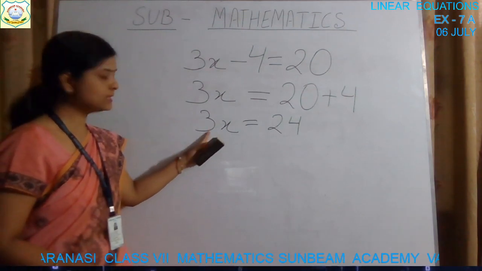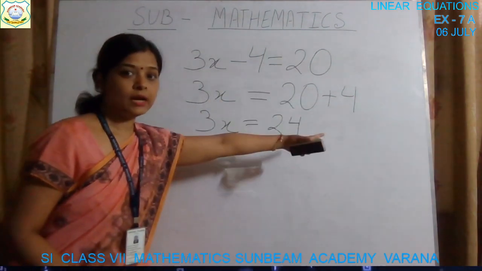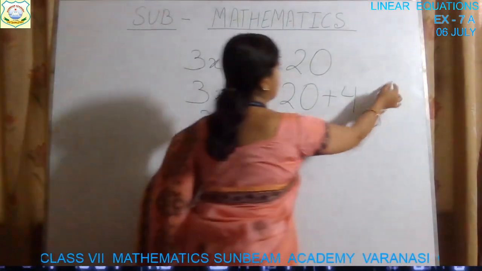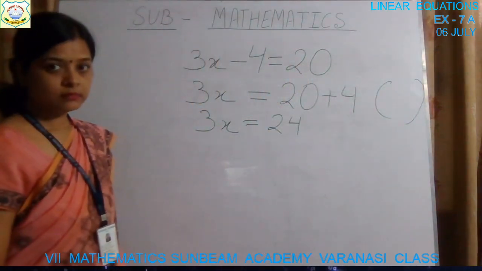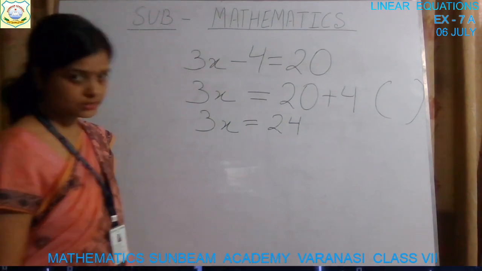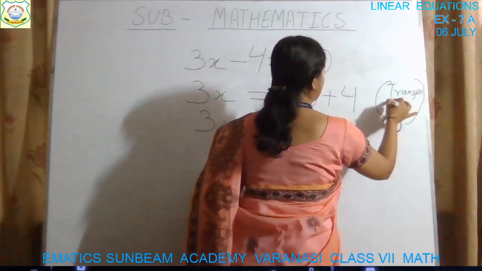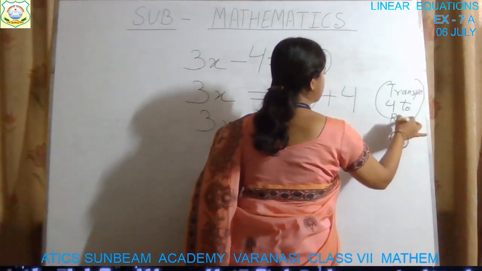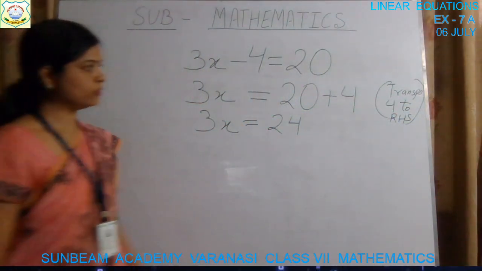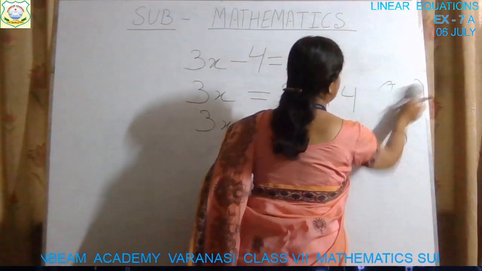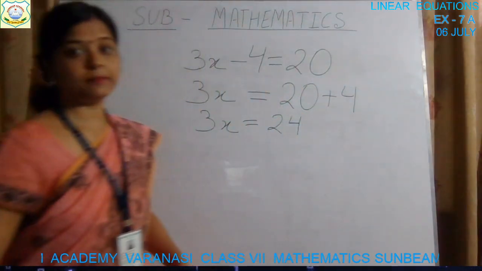How, beta? It is in multiplication. Now you have to transpose this 3 to RHS. Here you can write, in the bracket, transposing 4 to RHS. These are some simple steps which you have to follow. If you do not write them, it will not deduct your marks, but if you write them, it will be better practice for you.